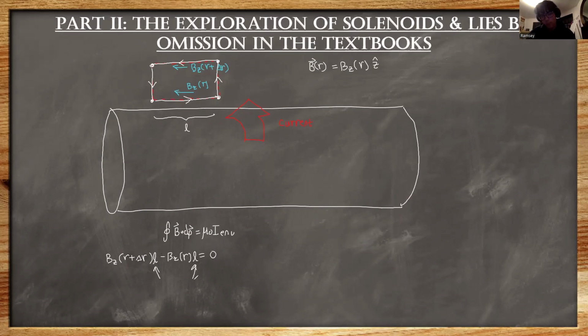The length is the same, right? So BZ evaluated at a different R minus BZ evaluated at R have to cancel and give you 0, because L is the same for both. So what's the only way that's true? If BZ of R plus delta R equals BZ of R, which would mean that BZ doesn't change with radius. So BZ must be constant outside the solenoid.